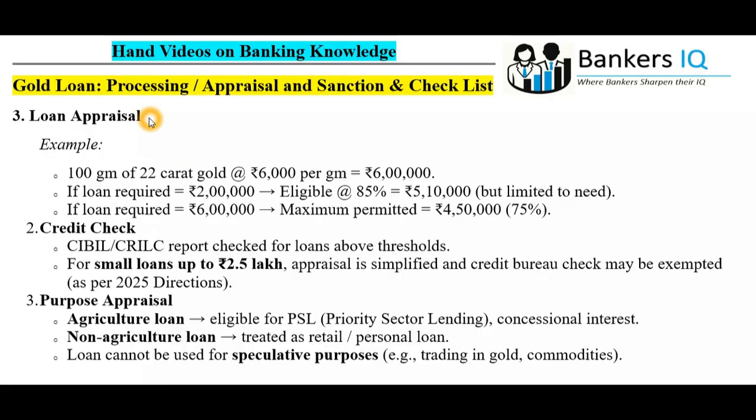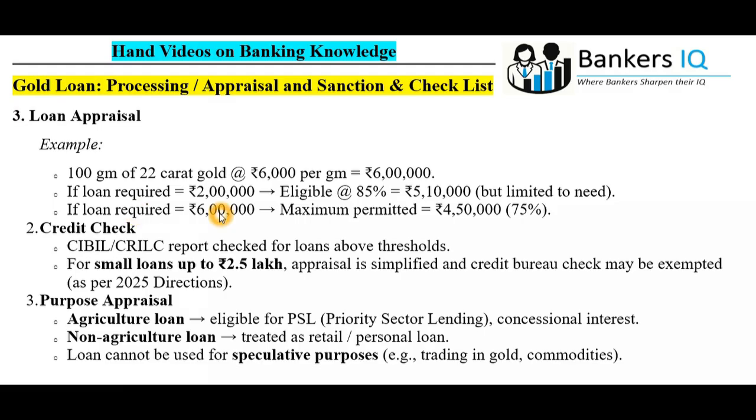For better understanding, I am quoting an example. 100 grams of 22 karat gold at the rate of 6,000 rupees per gram. 100 into 6,000 is 6 lakh rupees, the value of the gold. If the loan required is 2 lakh rupees, eligible is 85% of the 6 lakh, that is 5 lakh 10,000 rupees, but limited to need. Need is 2 lakh only, so 2 lakh can be sanctioned.